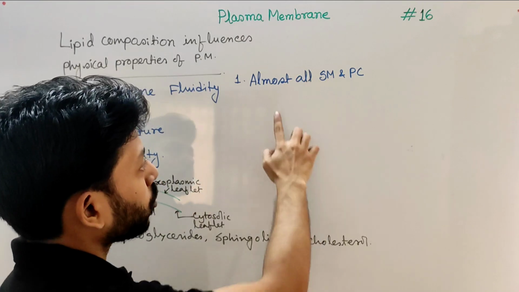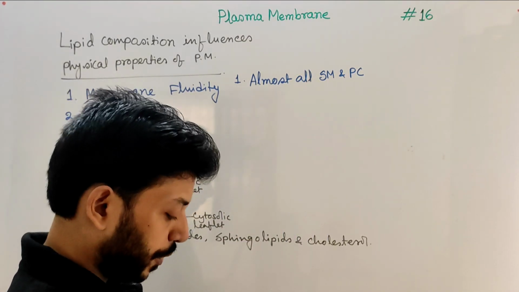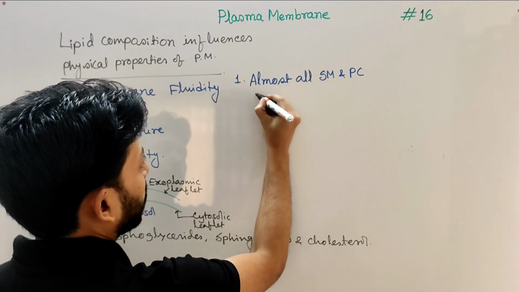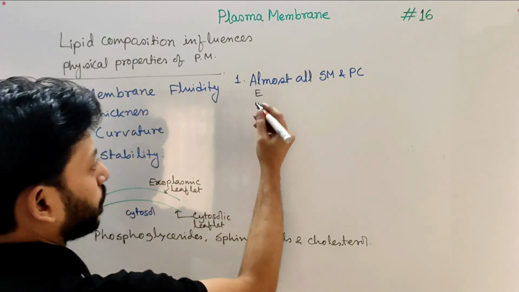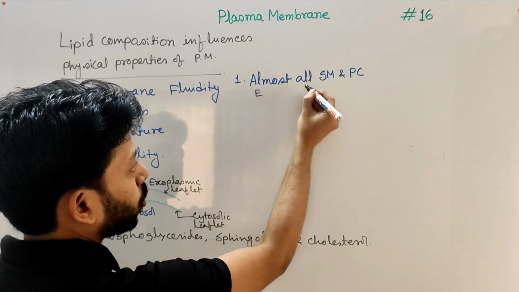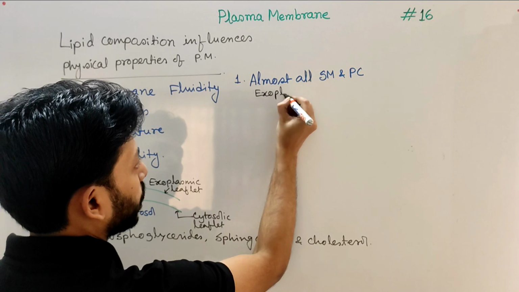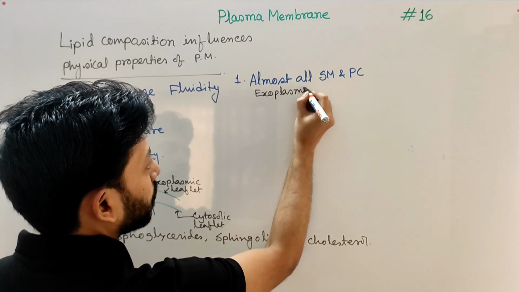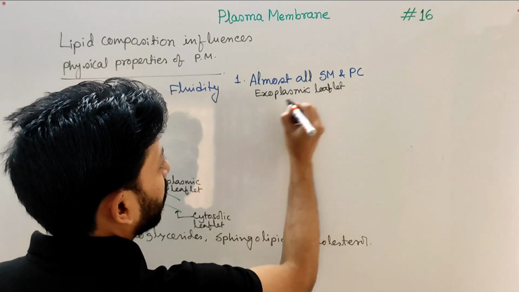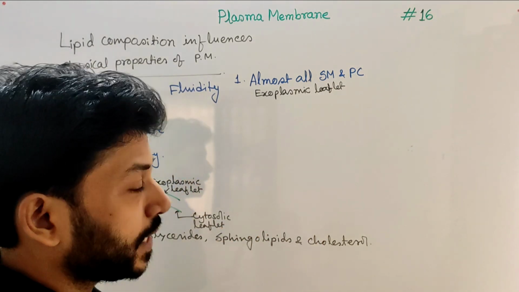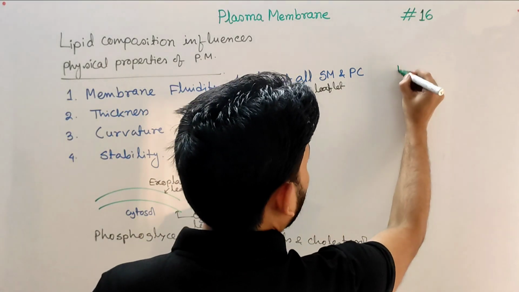It has been found almost all sphingomyelin and phosphatidylcholine, these two lipid molecules, are present in the exoplasmic leaflet, that means outer leaflet of the plasma membrane. So almost all sphingomyelin and phosphatidylcholine lipids are present in the exoplasmic leaflet of the membrane. And presence of sphingomyelin and phosphatidylcholine makes the membrane less fluid.